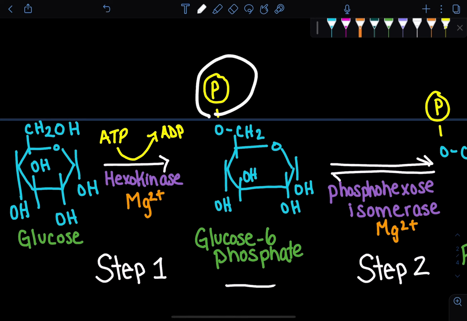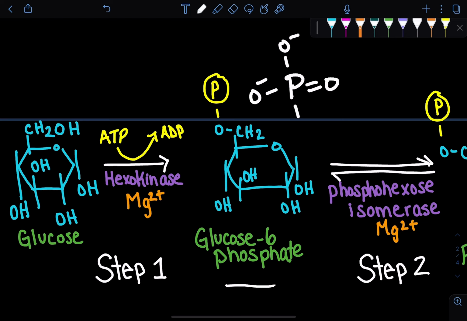But when we add the phosphate, if we draw the structure of phosphate, it looks something like this. So when we add the phosphate onto glucose, now glucose is negatively charged because of the phosphate, and it won't be able to leave the membrane because charged molecules cannot leave the membrane. So those are the 2 reasons why we are phosphorylating glucose.